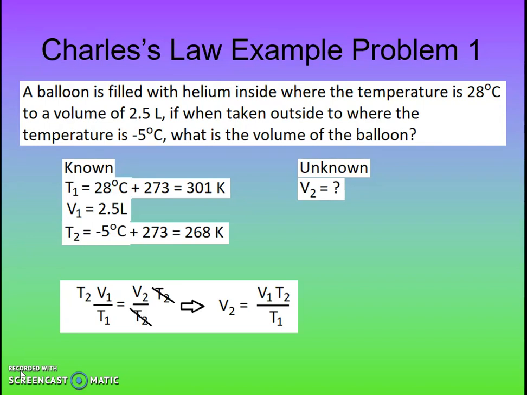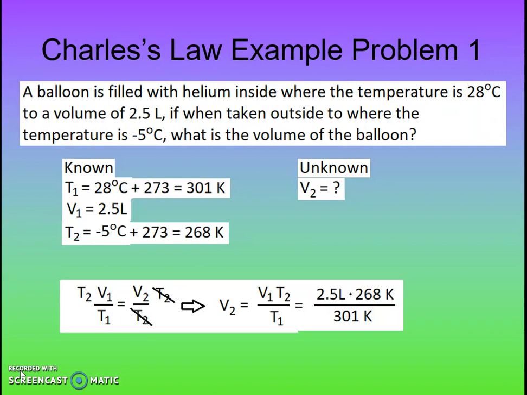Now I can take my variables, plug in those values and solve for V2. So 2.5 liters times 268 Kelvin divided by 301 Kelvin. Again, our Kelvin reduces out, and we find we have a new volume of 2.23 liters. Now we started at 2.5 and it went down to 2.23, so that makes sense because we know volume and temperature are directly related. As we change the temperature of our balloon to a lower temperature, it should get smaller.